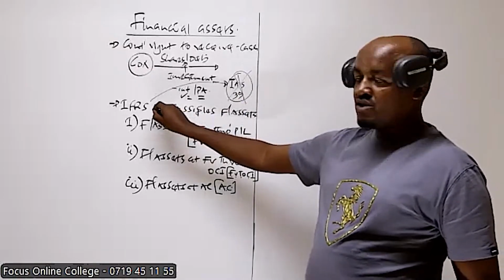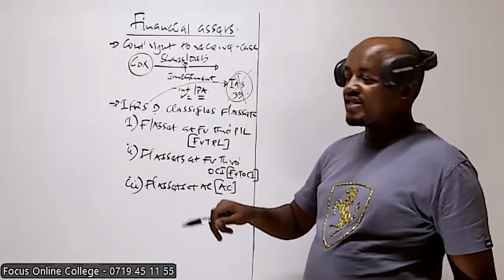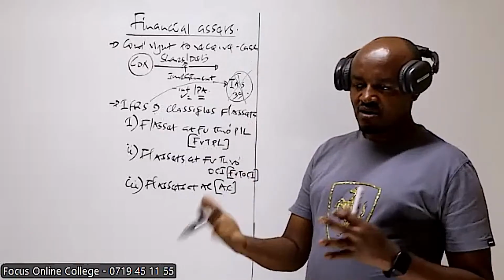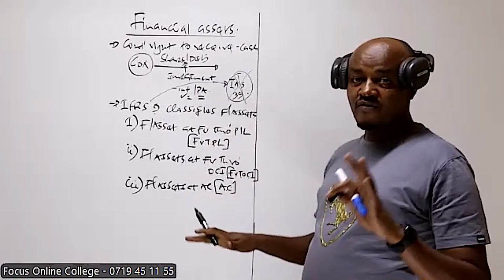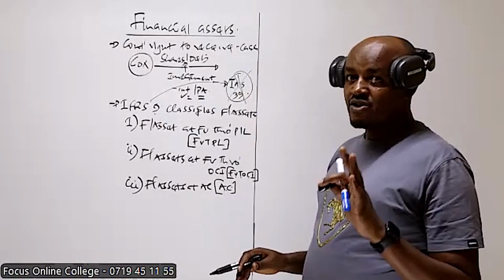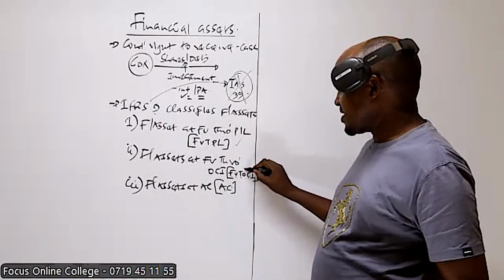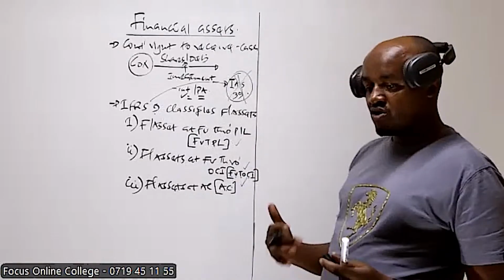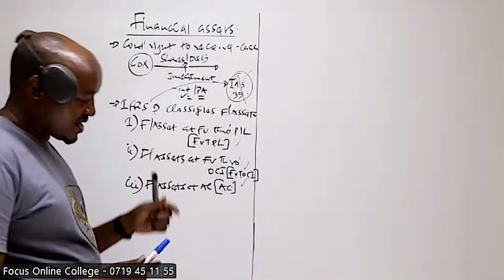IFRS 9. Previously, this standard, IAS 39, used to classify financial assets into 4 categories. So you may come across some odd questions from past papers asking about 4 categories of financial assets. But the new standard, IFRS 9, classifies financial assets into 3 categories. So we no longer have 4 categories of financial assets. We have 3 categories, simply because the old standard has been scrapped.